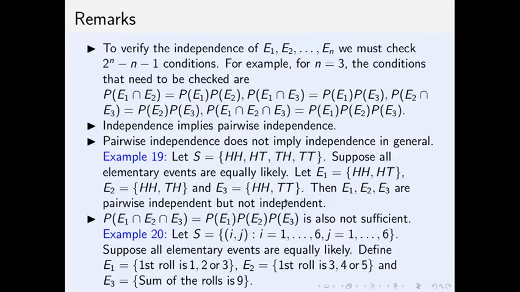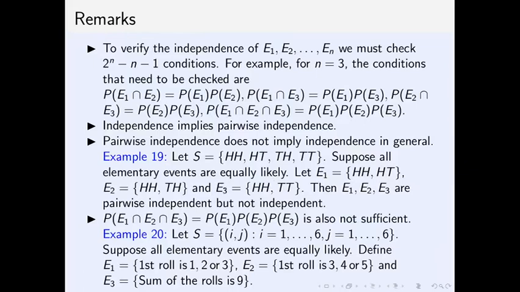Now, in this case, what we are going to check is whether these E1, E2, E3 are pairwise independent or not, and then we are going to check whether E1, E2, E3 are independent or not. Once I check whether E1, E2, E3 are pairwise independent, and suppose we can show that they are pairwise independent, then we need to check this condition only to check if they are independent or not. Okay, let us check one by one.